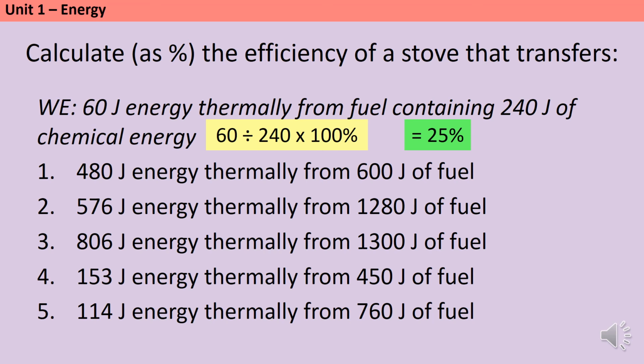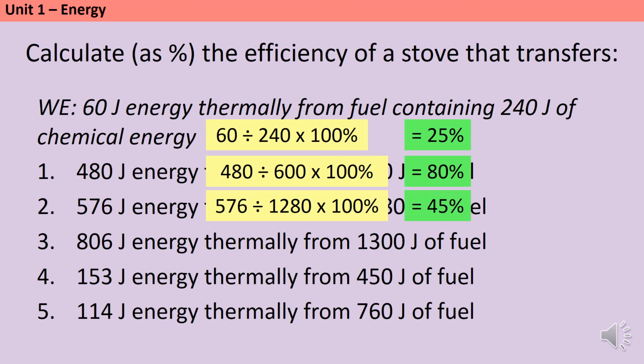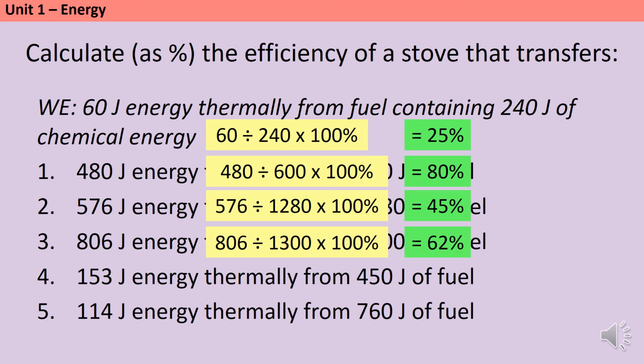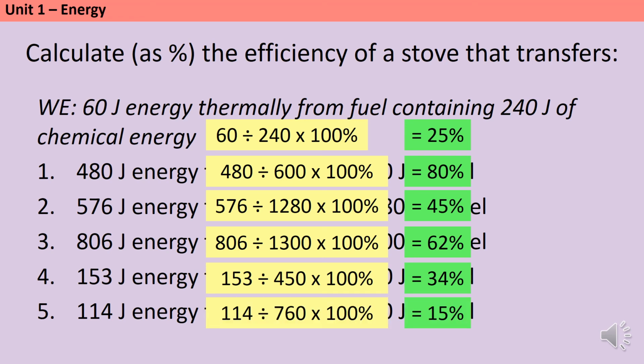So for question 1, 480 divided by 600 would be 0.8, and 0.8 times 100% is 80%. 576 out of 1280 times by 100% is 45%. 806 divided by 1300 times by 100% is 62%. 153 divided by 450 times by 100% is 34%. And finally, 114 out of 760 is 15%.